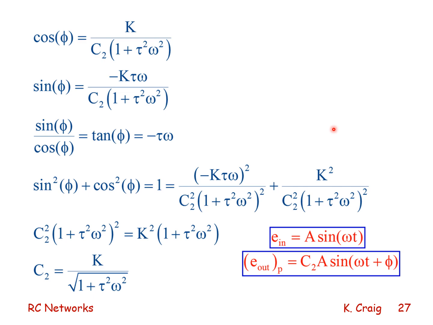The result of the analysis is that the tangent of the phase angle is minus tau times omega, and C2 is given by this expression. So in the steady state, if the input to my first order dynamic system mathematical model is A sine omega t, the particular solution, the output, is C2 A sine omega t plus phi, where the tangent of phi is minus tau omega, and C2 is given by that expression.